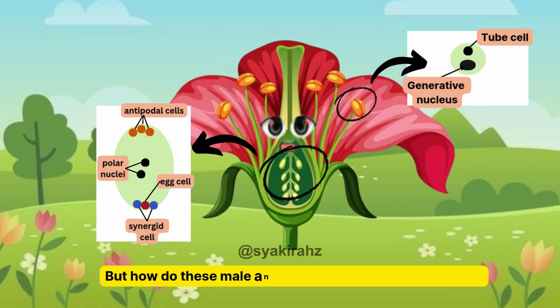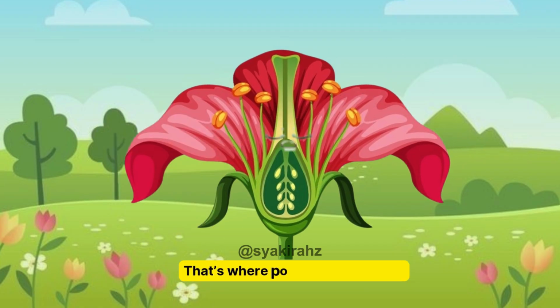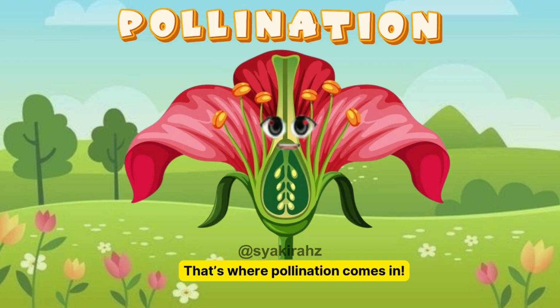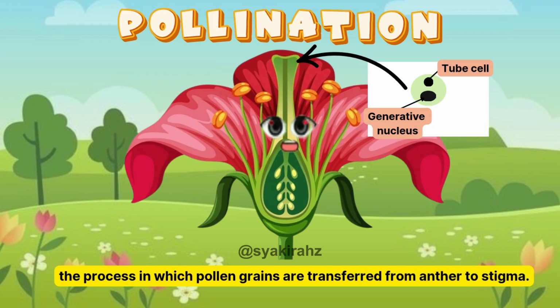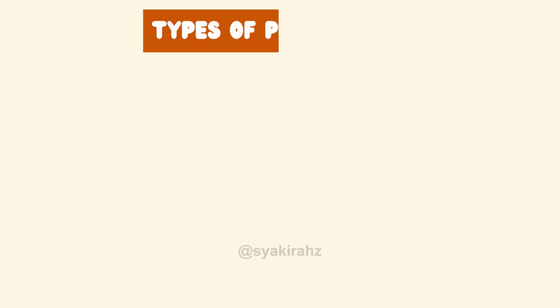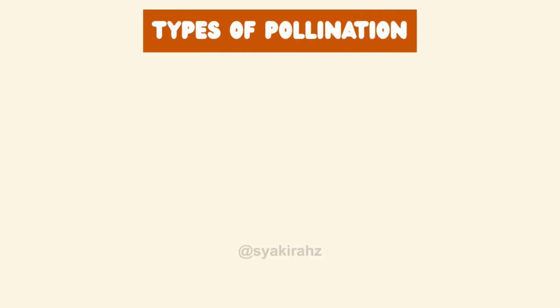But how do these male and female gametes actually meet? That's where pollination comes in. Pollination is the process in which pollen grains are transferred from anther to stigma. There are two types of pollination.